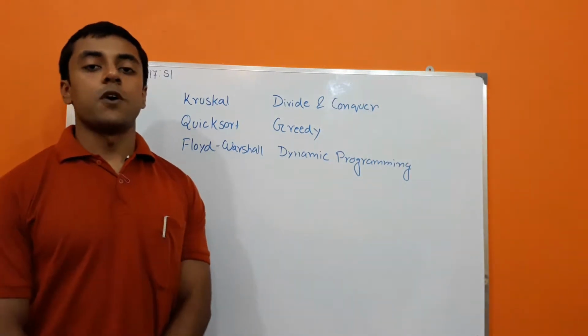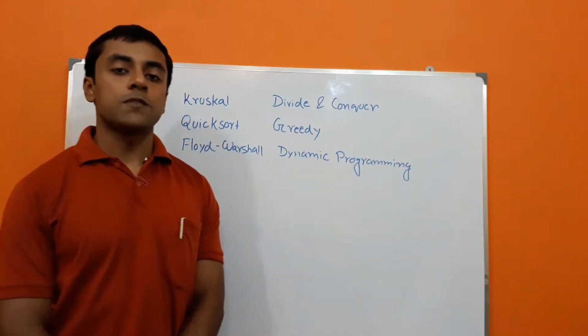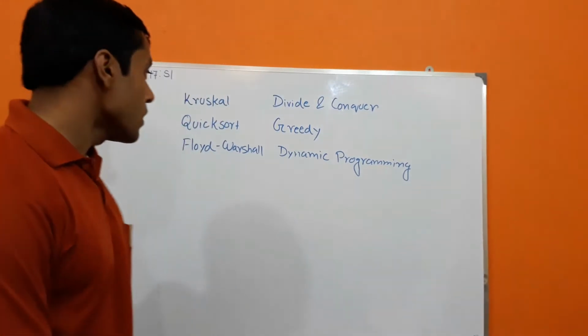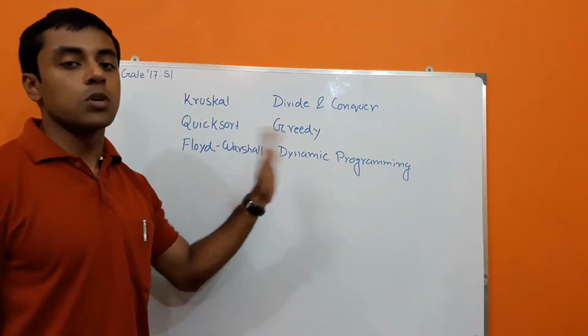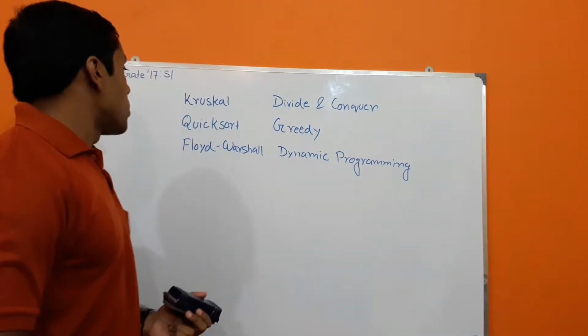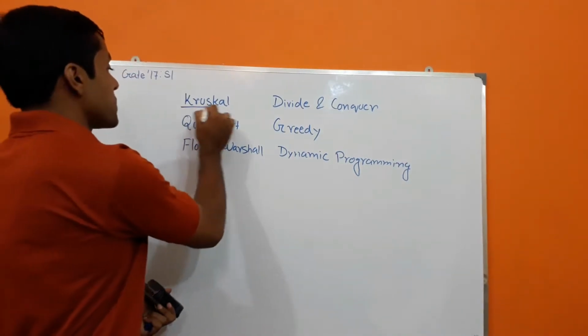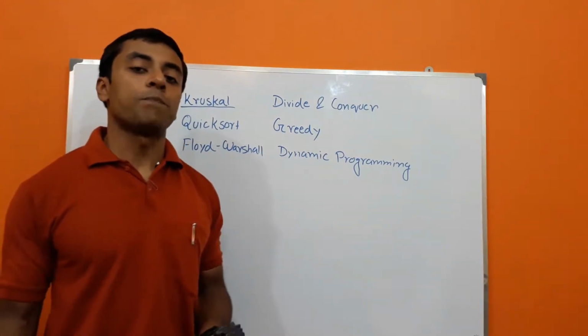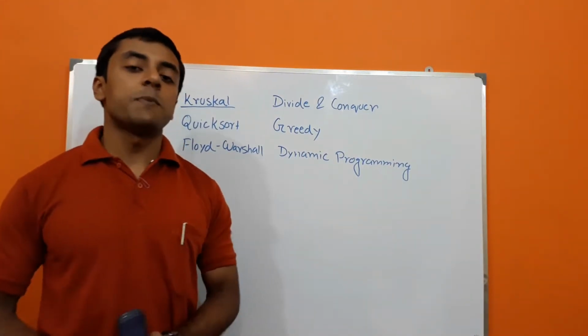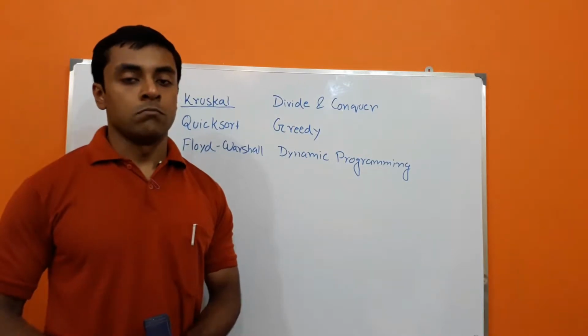This question is from GATE 2017. This is from algorithms. We have two columns and we have to match those two columns. Now the first thing we have is Kruskal algorithm. Kruskal algorithm is used for computing the minimum spanning tree of a graph.